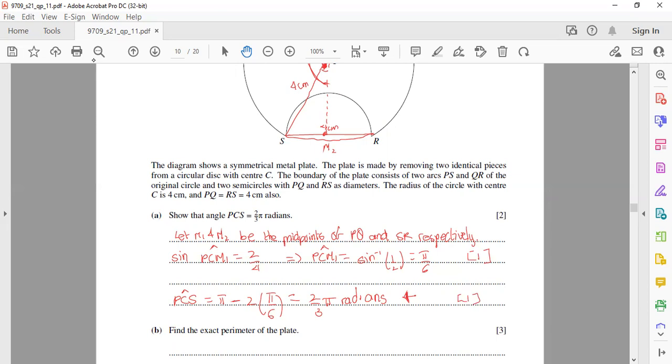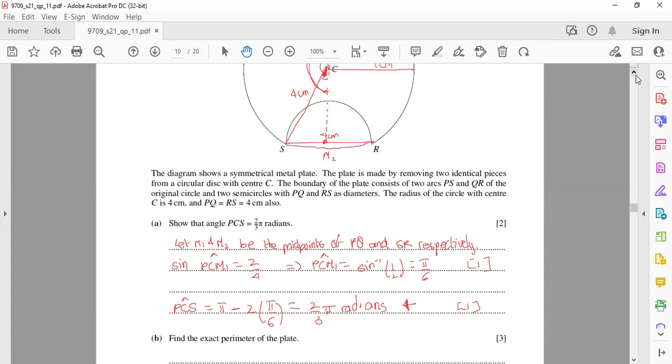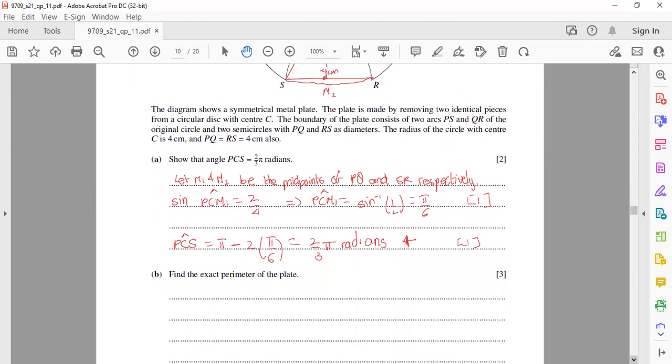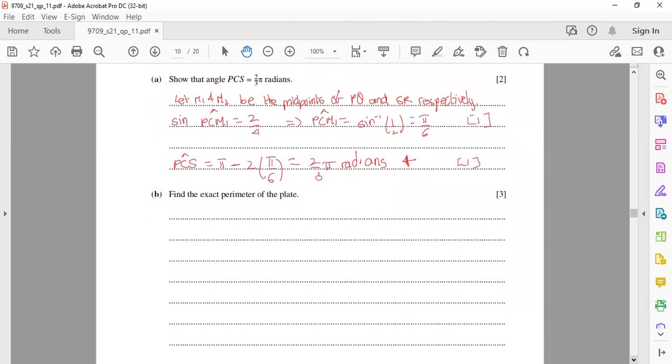Right. So now, next part B, you're asked to find the exact perimeter of the plate. To find the exact perimeter of the plate, we need to find the length of arc PS, which is also equal to the length of arc QR, and the length of arc PQ, which is half the circumference of a circle, because it's a semicircle, and which is also equal to SR. We will have the same value. So first, let's find the length of arc PS.